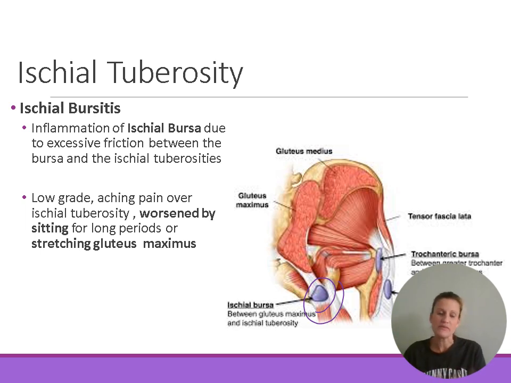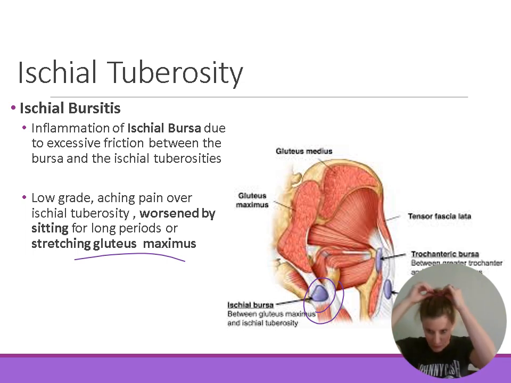The symptoms of ischial bursitis are a low-grade aching pain over the ischial tuberosity. This is typically worsened by anything that would irritate the bursa. Sitting for a long period is going to worsen that inflammation and worsen the pain. Stretching the gluteus maximus also does, because it goes over the top of the bursa. So when you stretch the gluteus maximus, it pushes on that bursa, and that can increase the pain in that specific area.